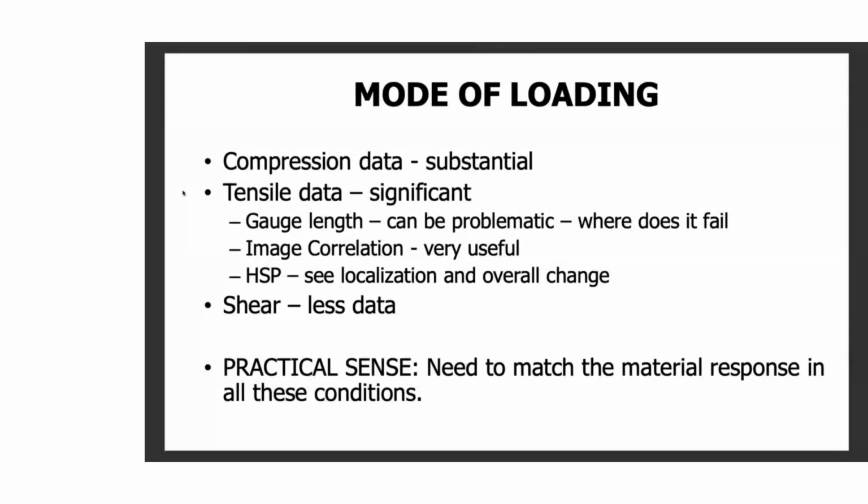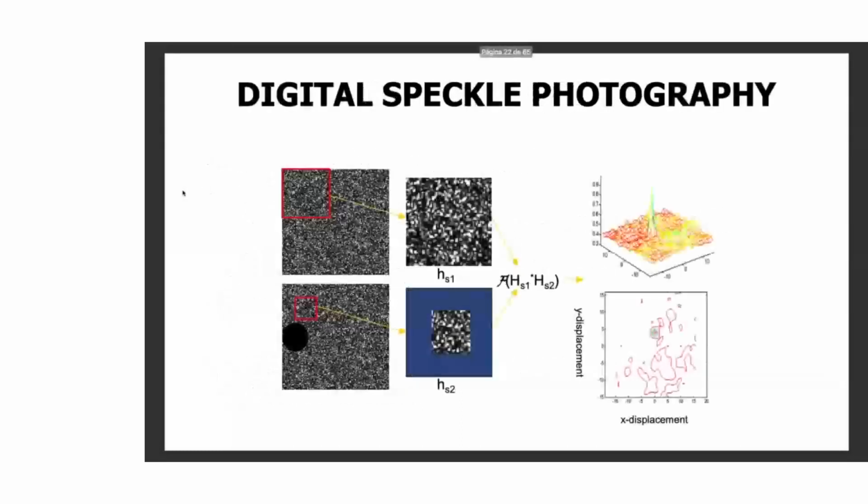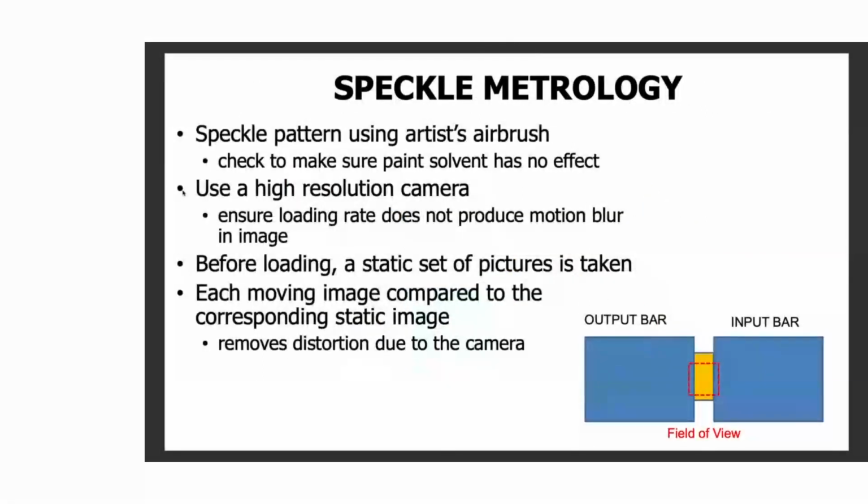When we look at shear data, there's far less of it available. So in a practical sense, we need to understand the material response in all of these conditions. So again, using digital speckle photography and correlation techniques, and this is to remind you of that process, we went and done some speckle metrology using Hopkinson bars on polymer bonded sugars.